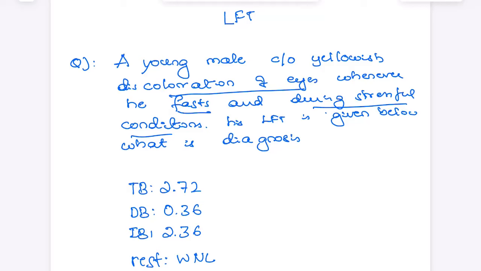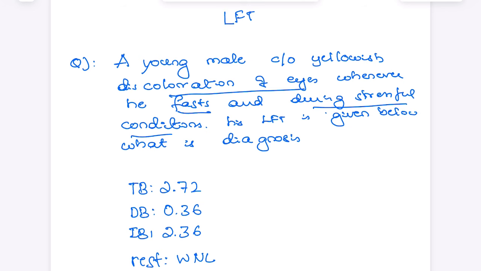Today we are going to discuss how to interpret a given LFT report. Before going to the discussion of interpretation of LFT, let's begin with the case discussion. Here is a young male who complains of yellowish discoloration of eyes whenever he fasts and during stressful conditions. His LFT is given below.